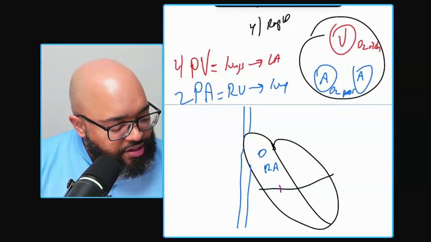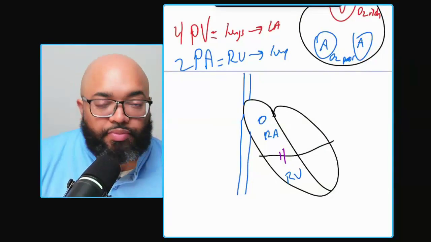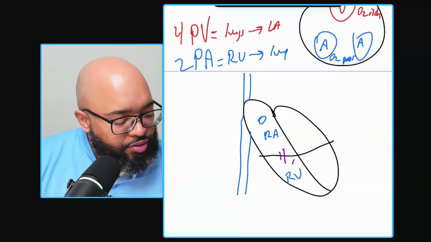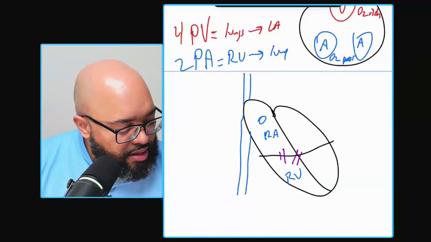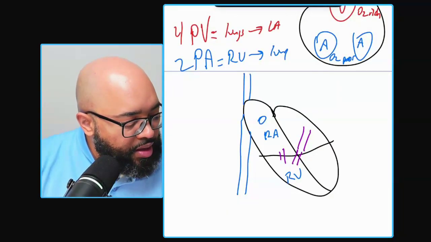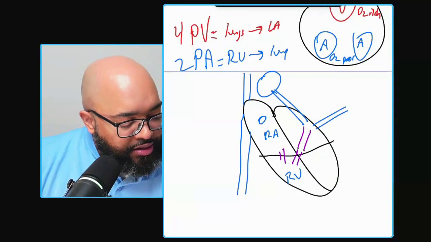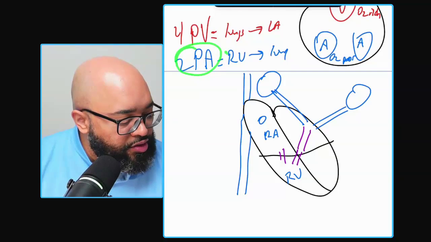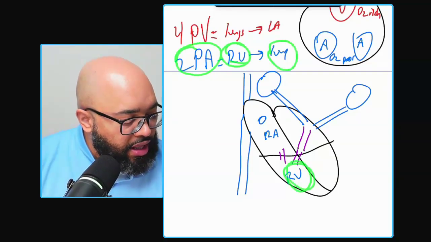Then it goes through a valve. What's this valve? The tricuspid valve. Then it gets into the right ventricle. From the right ventricle, it goes through the pulmonary valve into the lungs. Well, first it has to go to the pulmonary trunk, and then from the pulmonary trunk, it goes to the right pulmonary artery and left pulmonary artery, into the lungs. These are pulmonary arteries, going from the right ventricle to the lungs.